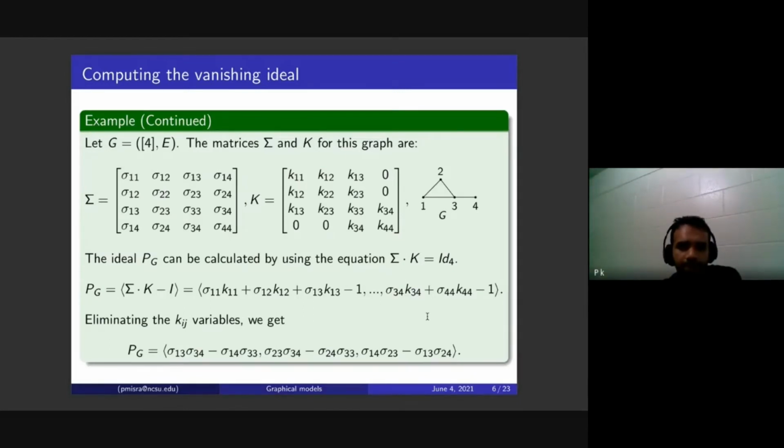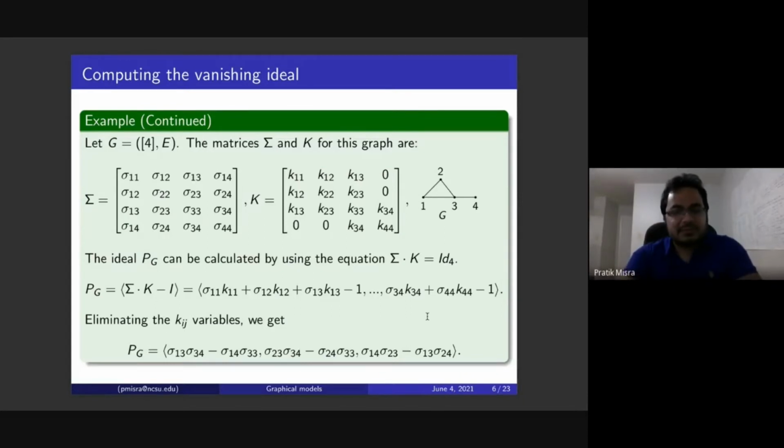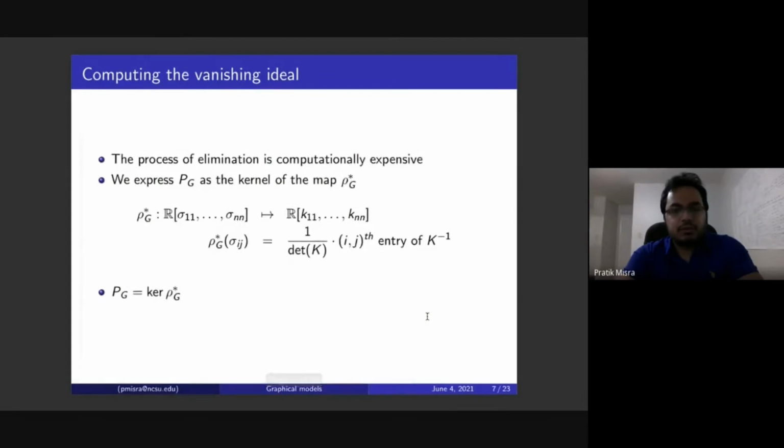Okay. Any other questions? Okay. So now the process of elimination over here is computationally expensive. So instead of using this elimination, we express the vanishing ideal in terms of the kernel of a map, which is rho star G. And the map is defined something like this. So we have this map from the polynomial ring in sigma ij's to the polynomial ring in k ij's. And basically, rho star maps sigma ij to the ijth entry of k inverse.